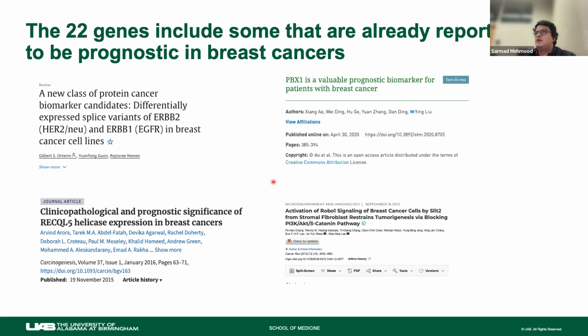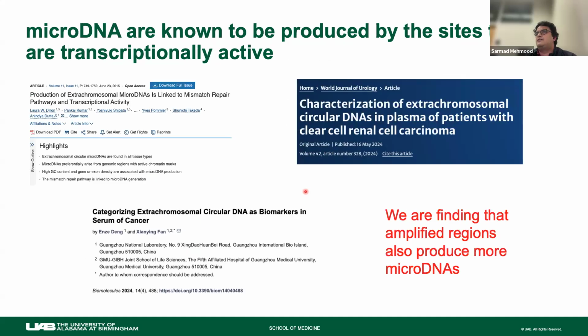Coming to the discussion, some of these 22 genes have already been reported to be prognostic in breast cancer, like ERBB2, RECQL5, PBX1, and ROBO1. There have been studies, from our lab as well as other labs, showing that microDNAs are typically enriched at transcriptionally active sites in the genome. But here we are finding that these amplified regions also produce more microDNAs, which is very interesting for us.